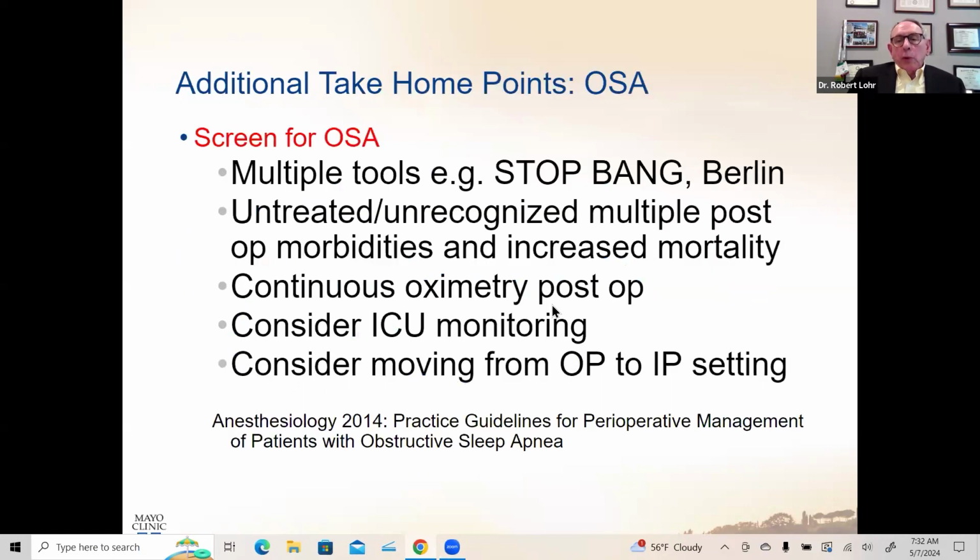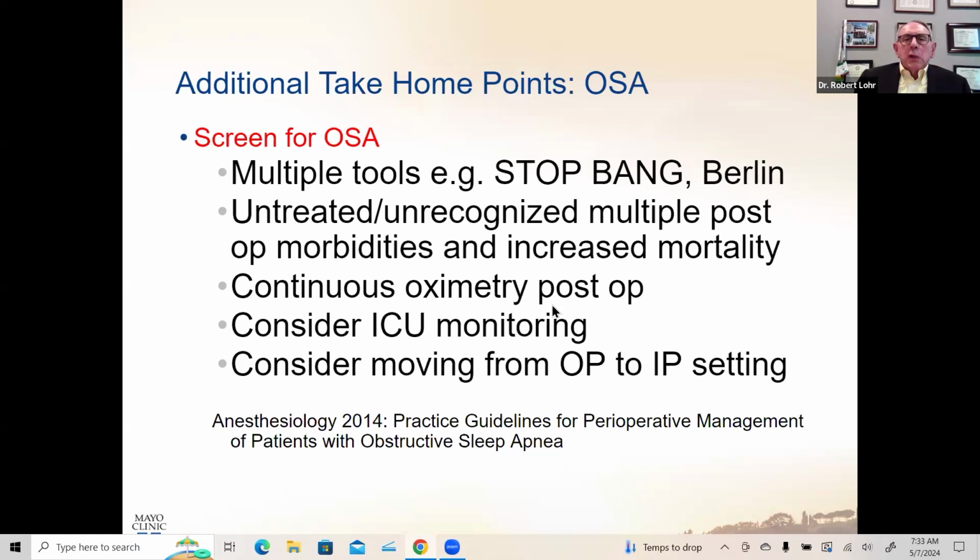A couple of extra points quickly. Everybody that you see should be screened for OSA. Now, if they have OSA, you don't need to screen them. You need to tell them to bring their CPAP machine or whatever they're using to the hospital. And even if it's an outpatient procedure, if something changes and it's then switched to an inpatient procedure, or they're transferred to an inpatient facility, they should have their CPAP with them.